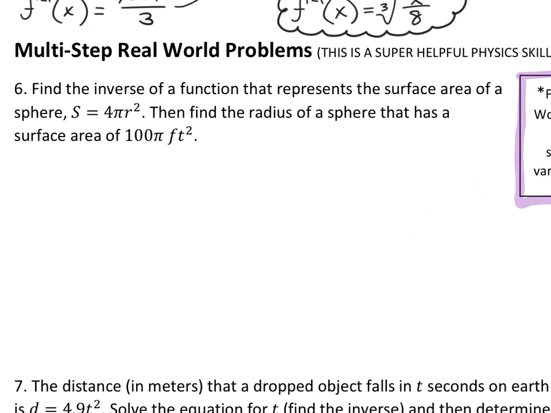So number 6, it says, find the inverse of a function that represents the surface area of a sphere. So we have this formula here. We need that. Great. Then find the radius of a sphere that has a surface area of 100 pi feet squared. So the inverse of a function just literally means solve it for the opposite variable. So instead of switching the S and the R, because we don't want to lose the importance of what those letters mean, we're just going to solve this equation so that it says R equals.